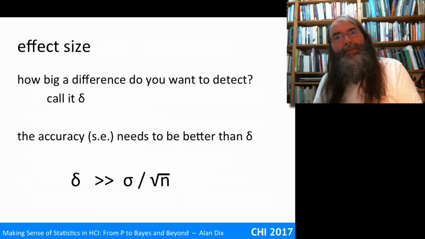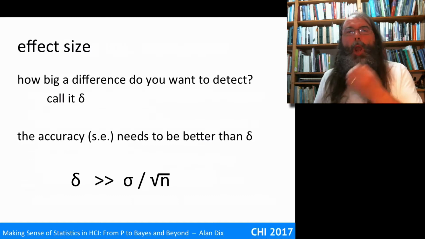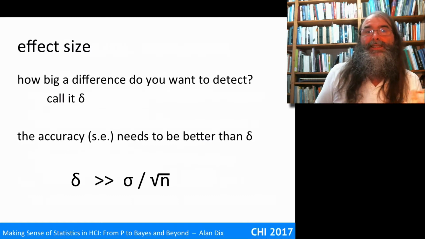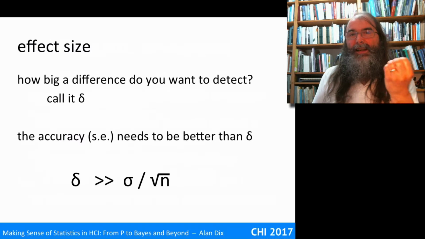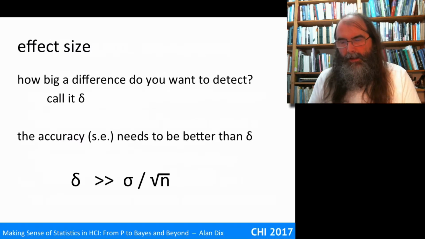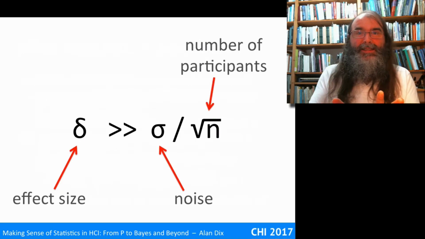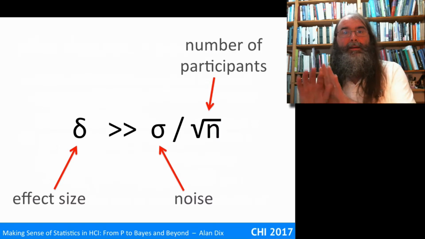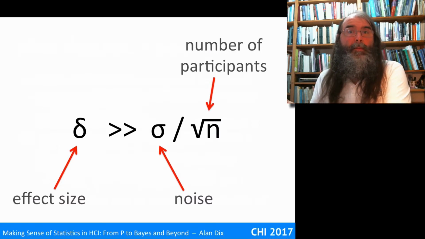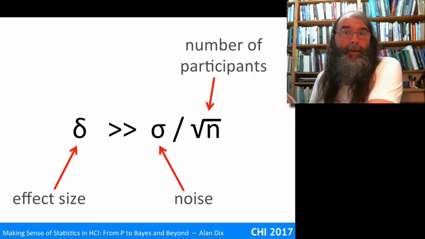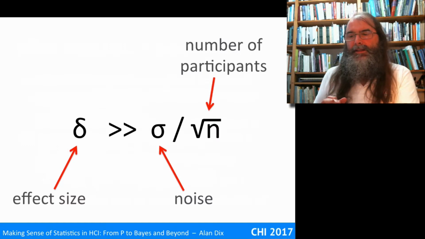In general, you want the standard error to be a lot less than the thing you're trying to detect, the minimum effect size that you think is important. So let's just look at that. You've got your effect size. You want that to be a lot bigger than the variability of what you're measuring. It's typically an average. It can be other kinds of statistic.